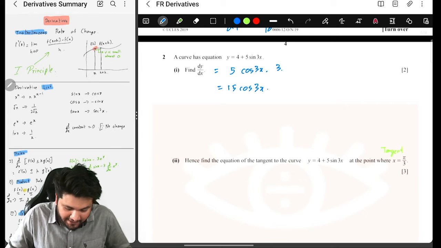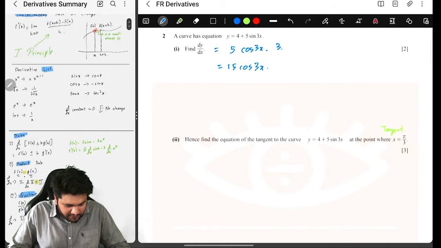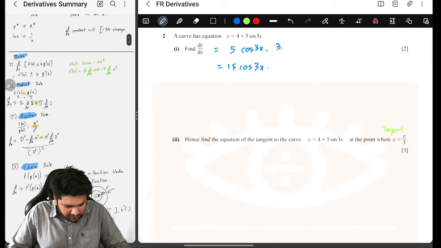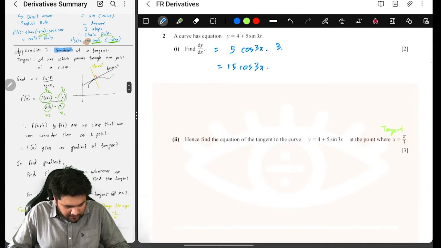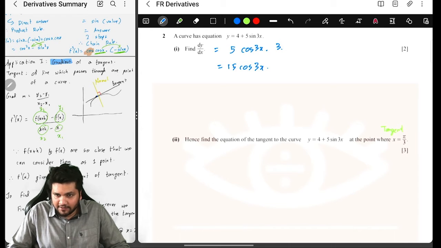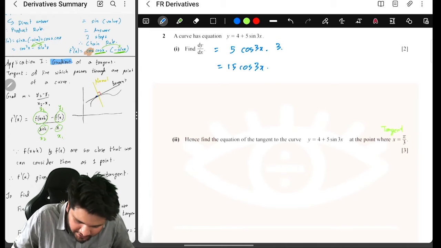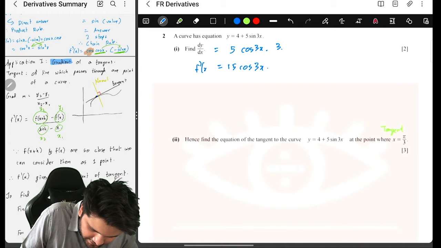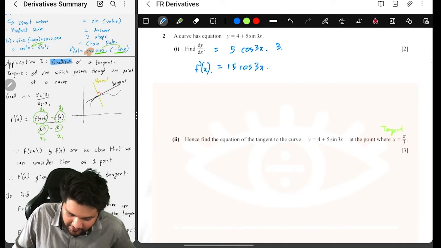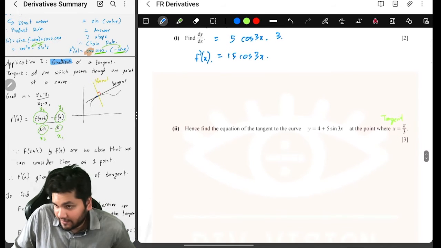Anyways, now, hence find the equation of the tangent. As I told you, for the equation of a tangent, in application of derivative we had this tangent. So for finding the tangent, what we require is f dash of x, at x equals pi by 3.